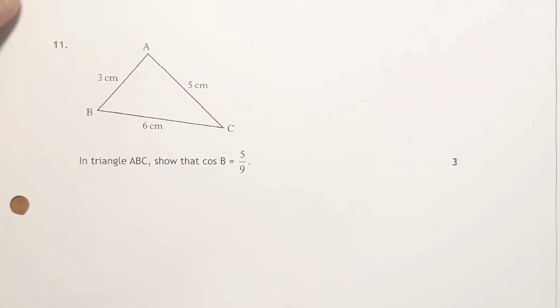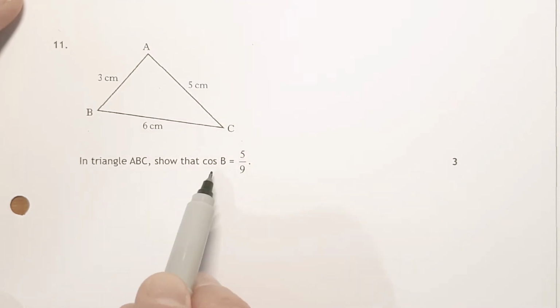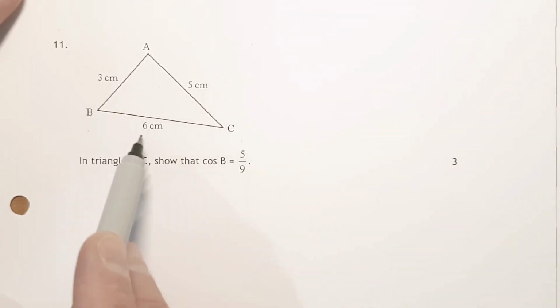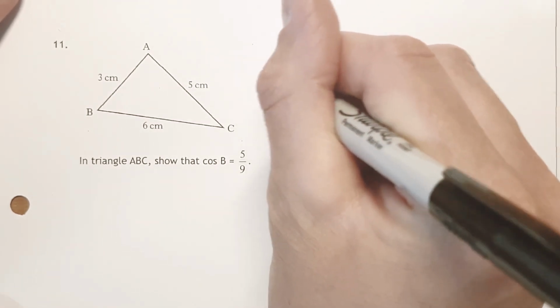And in question 11, now this is a non-calculator paper, remember, and you can see it's got cos of something, which might make you think, oh, I need a calculator for that, but you don't. It tells you to show that cos B is equal to 5 over 9. So we've got a triangle, we've got 3 sides, that's an indication we're going to be using the cosine rule. Now if you look at your formula sheet, it gives you 2 forms of the cosine rule. The one for finding an angle, because we've got all 3 sides, so we're not going to find any sides here. So we're trying to find angle B, so it's cos B.